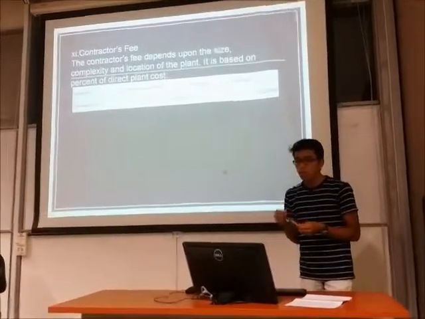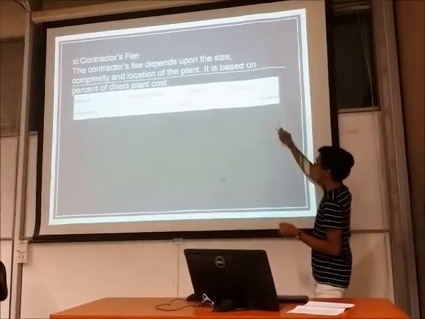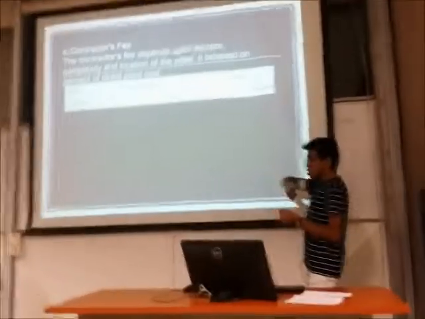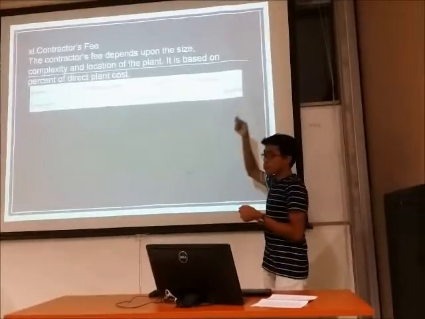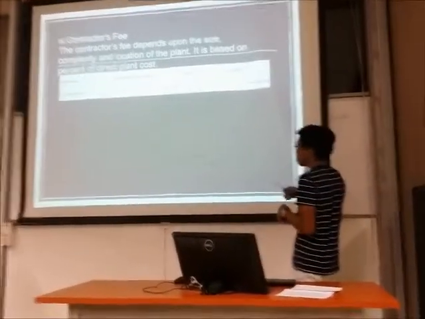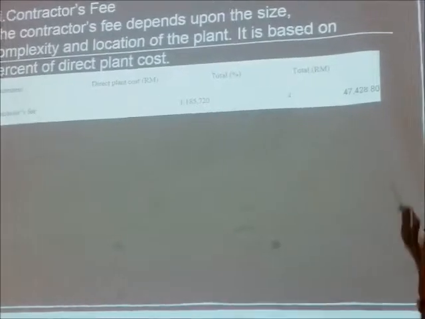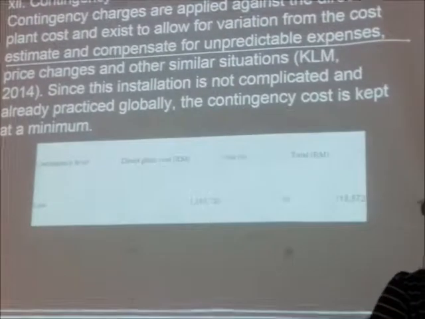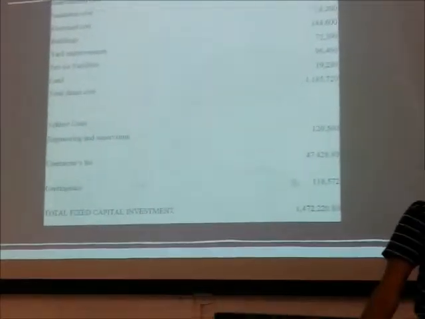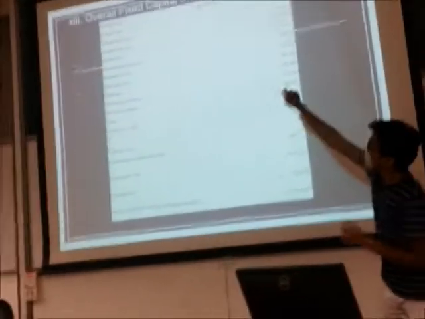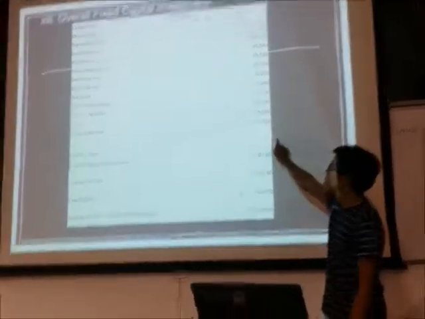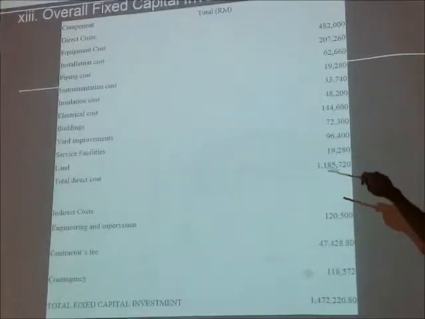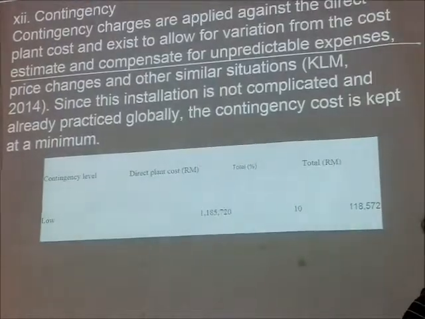And then contractor's fee, for sure we have to pay for the contractor, right? Okay, so this costs us about 47,428.80. This is actually 4% from the direct plant cost. Direct plant cost is the total direct cost, which is this one, after we have separated all the cost, the direct equipment, installation, piping and everything. Okay, as you can see there.